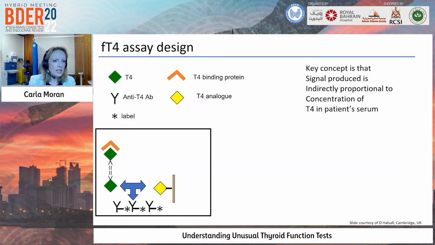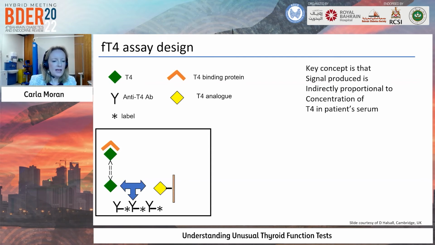So this is a cartoon explaining the free T4 assay. In this case, it's the Roche assay where this man had assay interference. Endogenous T4 is indicated by the green diamond. T4 analog, which is part of the assay and is immobilized, is highlighted by the yellow diamond. And the assay contains an anti-T4 antibody, which has a label attached so we can detect it. And in the Roche assay, this label is ruthenium, which is an element.